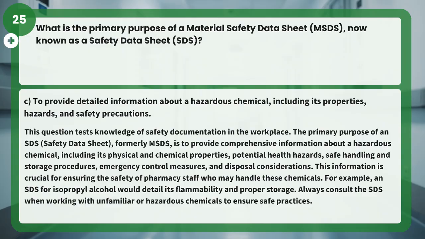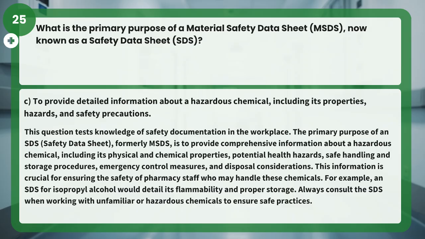Answer C. To provide detailed information about a hazardous chemical, including its properties, hazards, and safety precautions. This question tests knowledge of safety documentation in the workplace. The primary purpose of an SDS, safety data sheet, formerly MSDS, is to provide comprehensive information about a hazardous chemical, including its physical and chemical properties, potential health hazards, safe handling and storage procedures, emergency control measures, and disposal considerations. This information is crucial for ensuring the safety of pharmacy staff who may handle these chemicals.